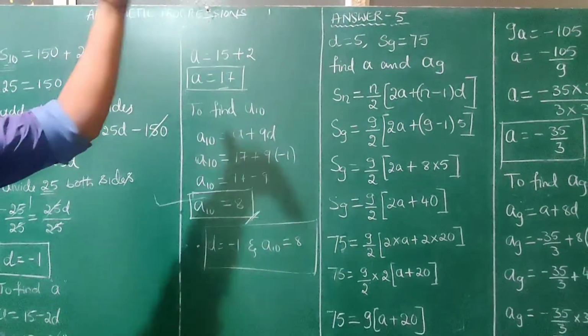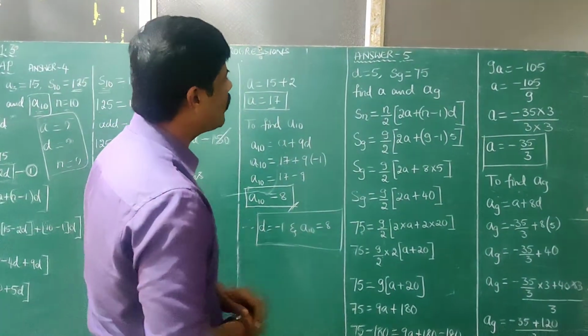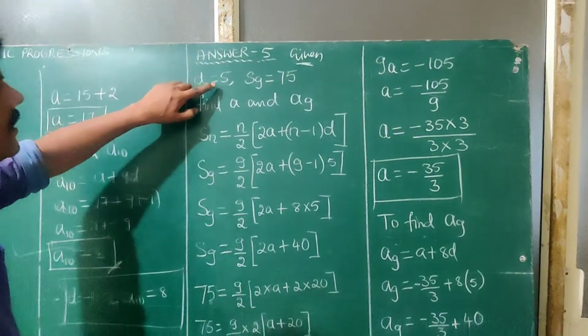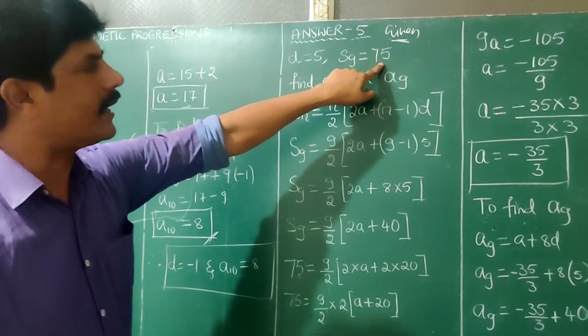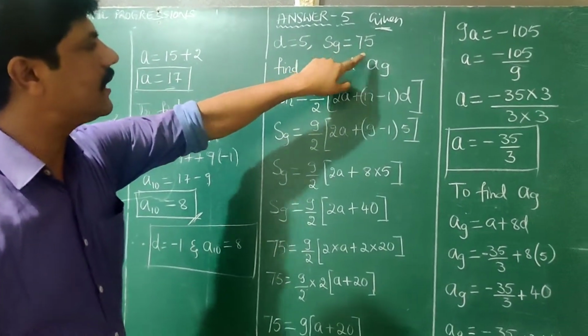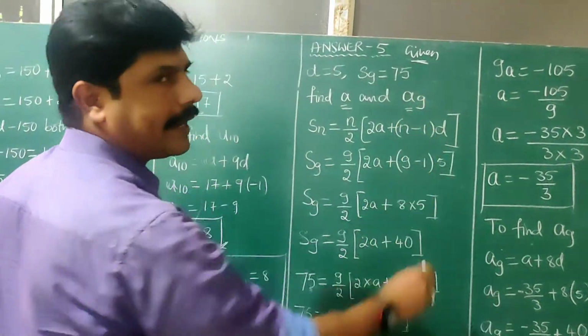Now we will see the fifth problem. This is the series of 10 problems. Now this is the fifth problem. So for the fifth problem, what is given? Given is D is equal to 5 and S9 is equal to 75. See properly, D is equal to 5, S9 is equal to 75. What do we have to find? Find A and A9.